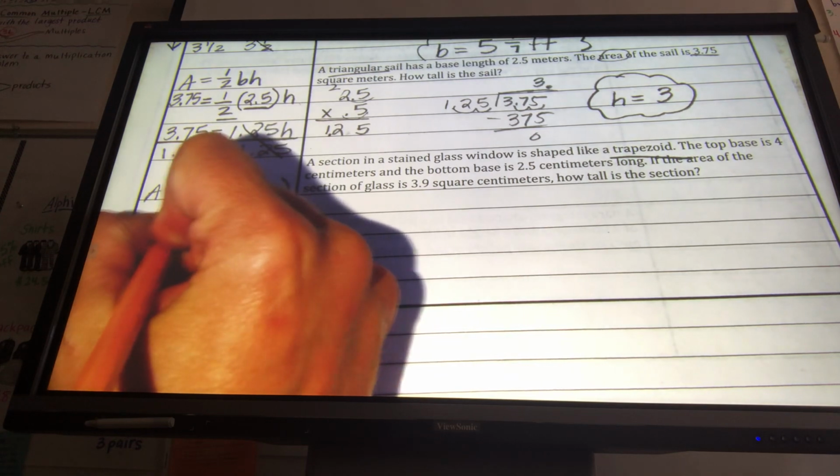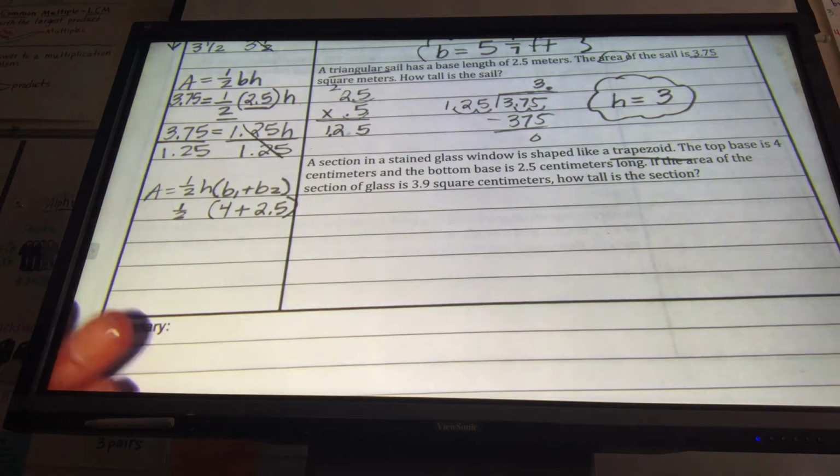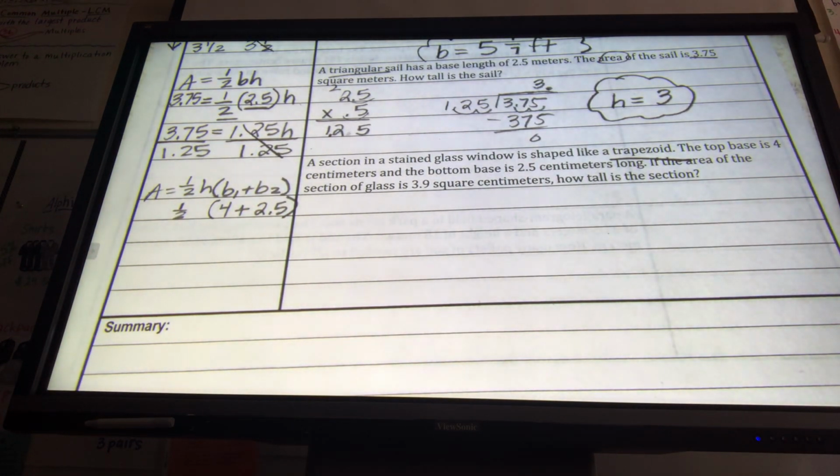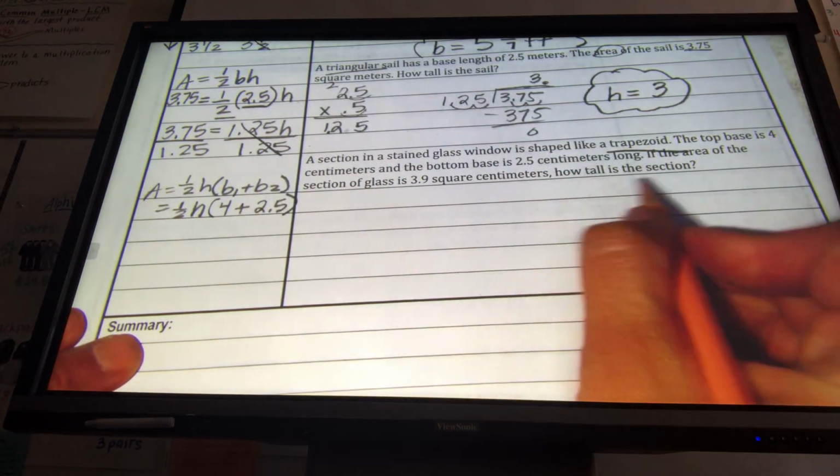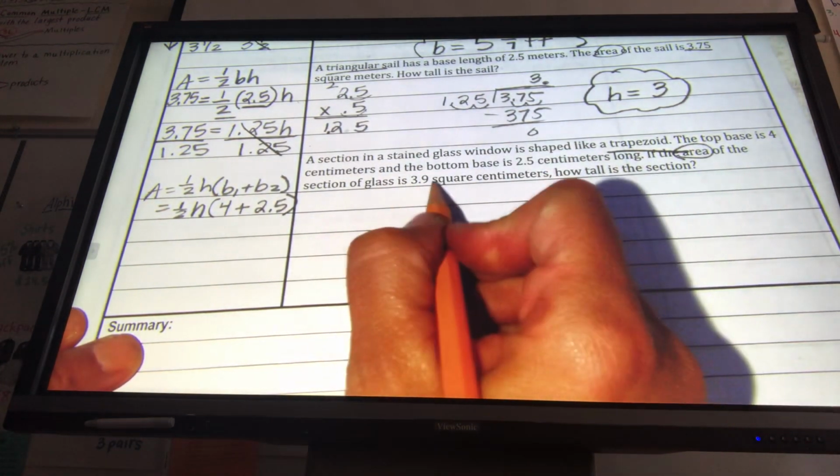half. On a trapezoid, guys, you're always going to be looking for the height. I'm just going to go ahead and tell you that. On a trapezoid, you're never going to be finding a missing base. Okay? You're always going to be finding the height. So our area is 3.9.